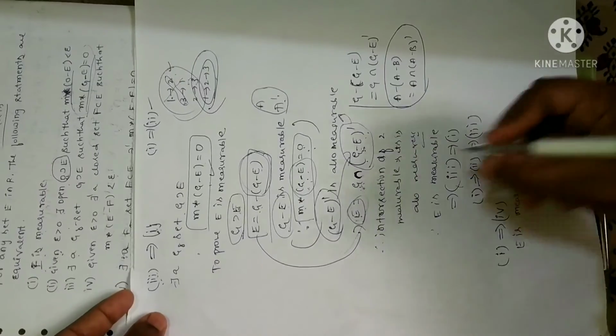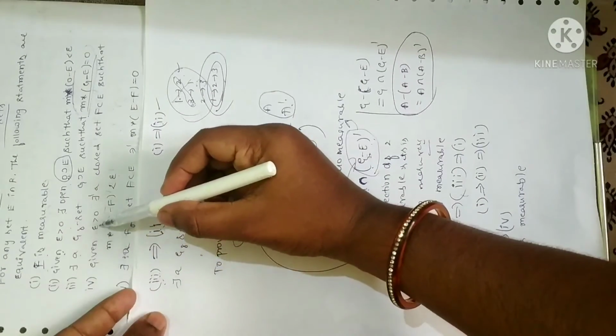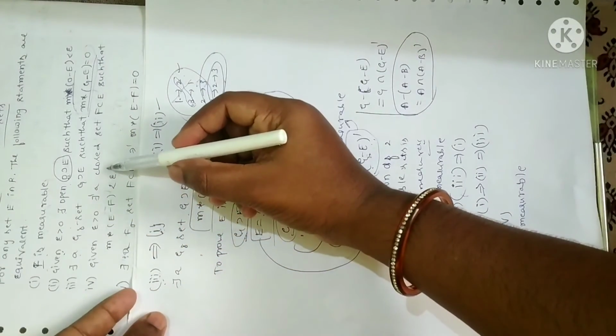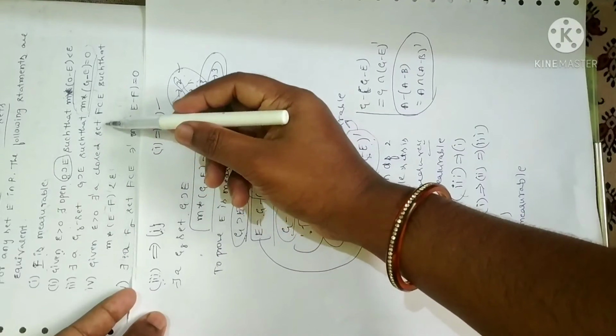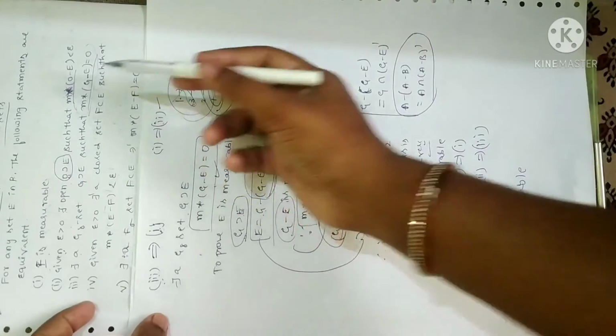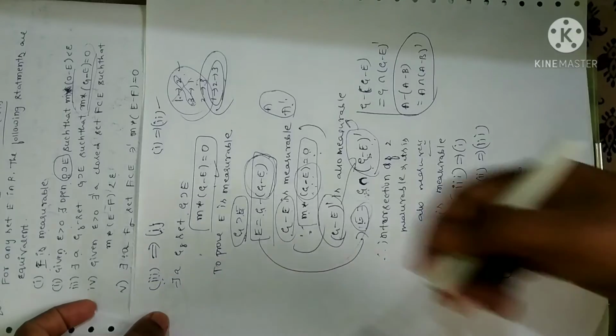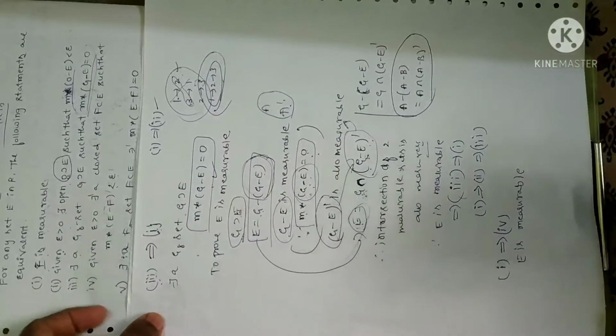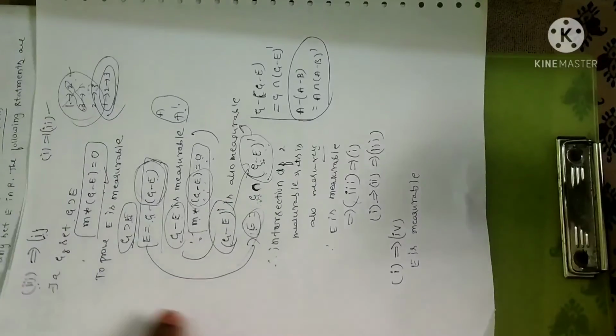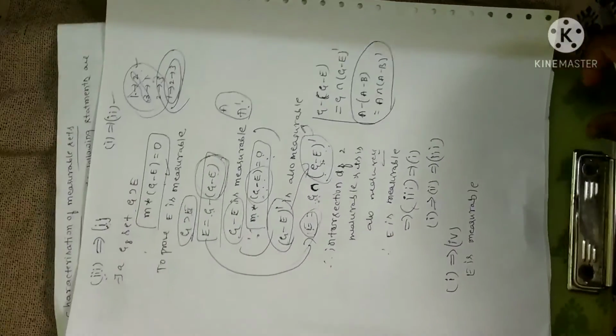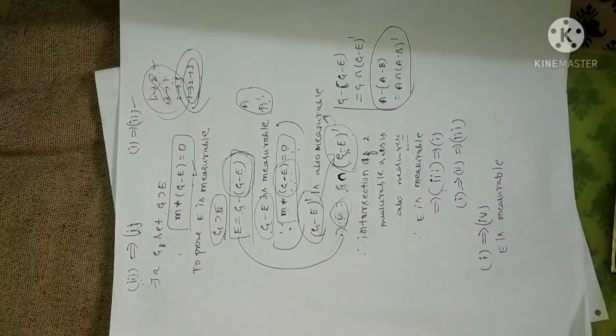So I have to prove that, if there exists epsilon greater than 0, there exists a closed set F such that F is contained in E, such that M star of E minus F is less than epsilon, we have to prove. Let me come to the proof. Now what I have assumed is E is measurable.